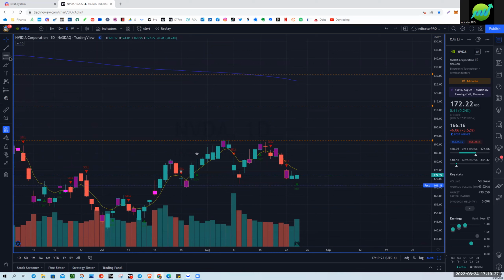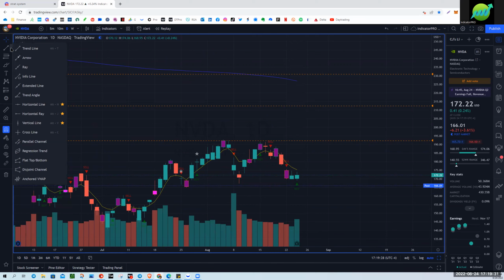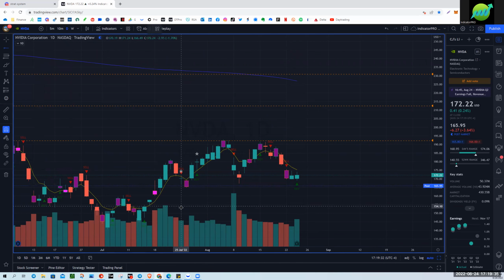Here we go. We can take the horizontal ray and pick a situation where it is at the low end where you have 1, 2, 3 touches. Okay. So that'll be around 147. Okay. So that'll be kind of like your target.